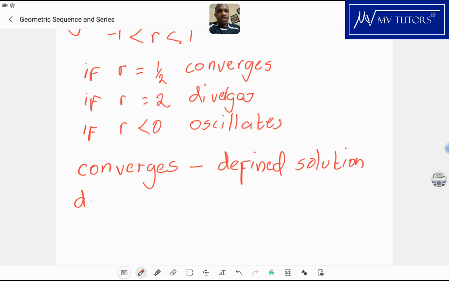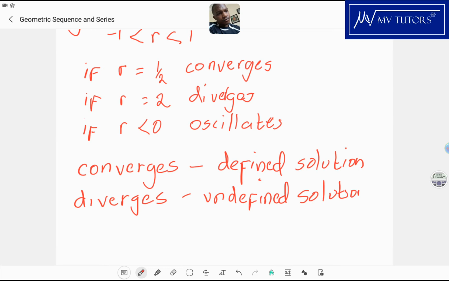But if it diverges, it means there's an undefined solution. Undefined solution means if you add the infinite numbers, it won't give you an actual answer. There is no answer. It goes up to infinity. There's no answer really if you add the infinite numbers. So it's undefined.